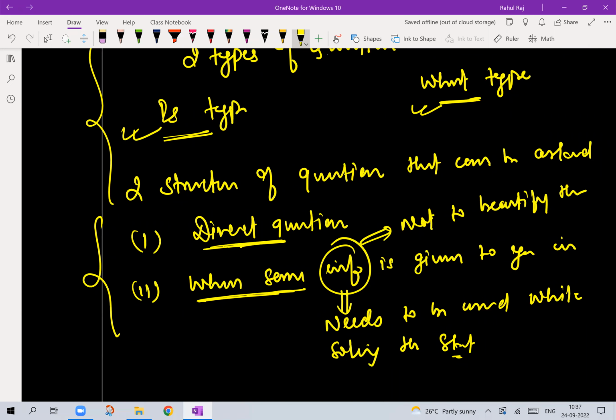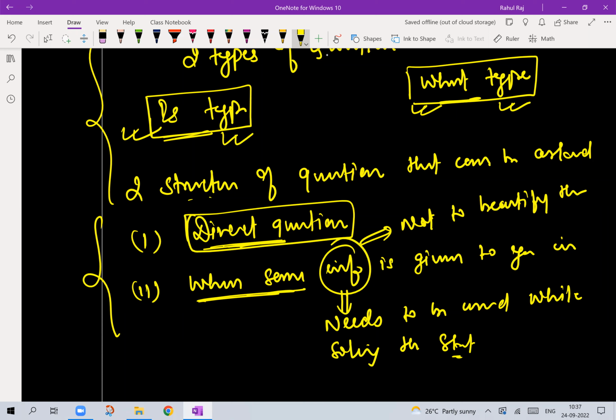The first thing that you look into in any data sufficiency question, irrespective of the chapter it is, it does not matter to us at all. Our first job is to understand which of the two types of question it is. It may be an is type of question, it may be a what type of question. Then look into what structure of question it is. It may be a direct question. So in today's class, we'll look into how you approach a direct question where there is no information given to you, and how you approach a question where there is some information given to you. So these are the four things that we'll be looking at while solving any question.